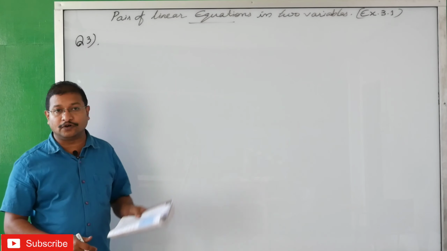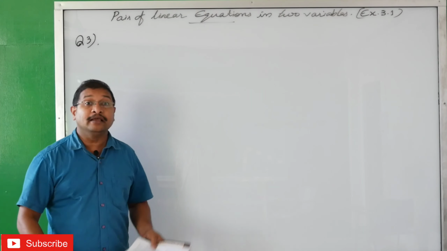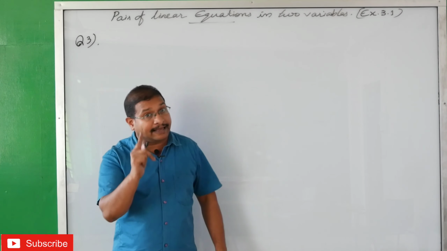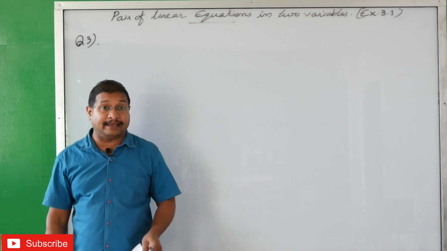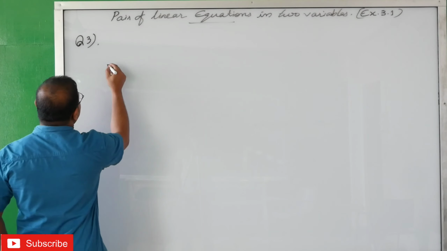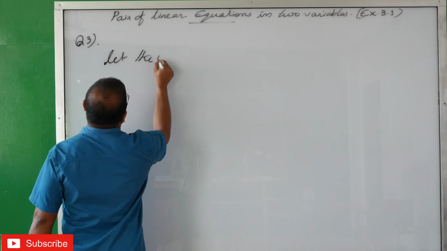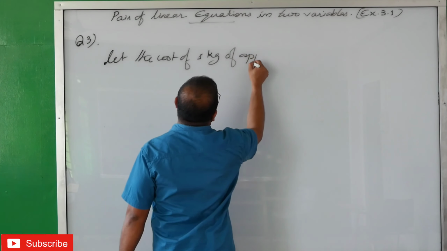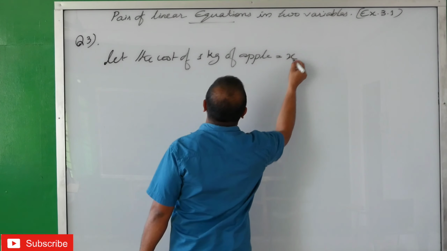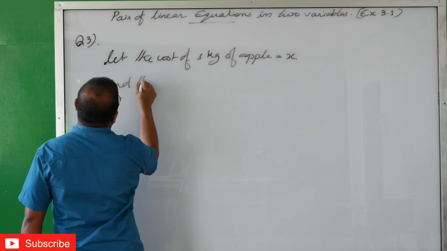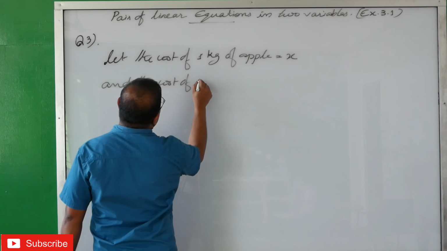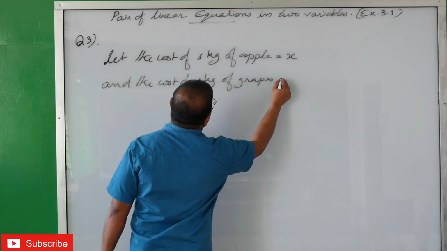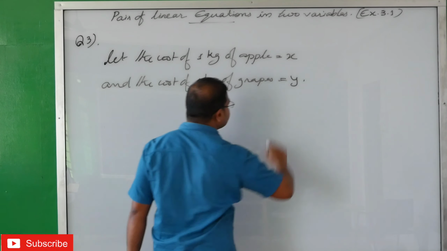Ready? So let's start the work first. What is given here? In this question, there are two types of fruits, isn't it? One is apple and the other one is grapes. So apple you can take as x and the grape cost we can take as y. Ready? So we'll write: let the cost of 1 kilogram of apple be x and the cost of 1 kilogram of grapes be y.